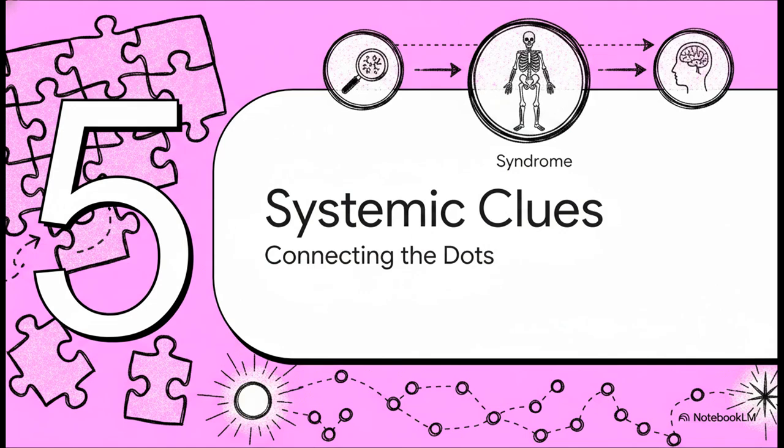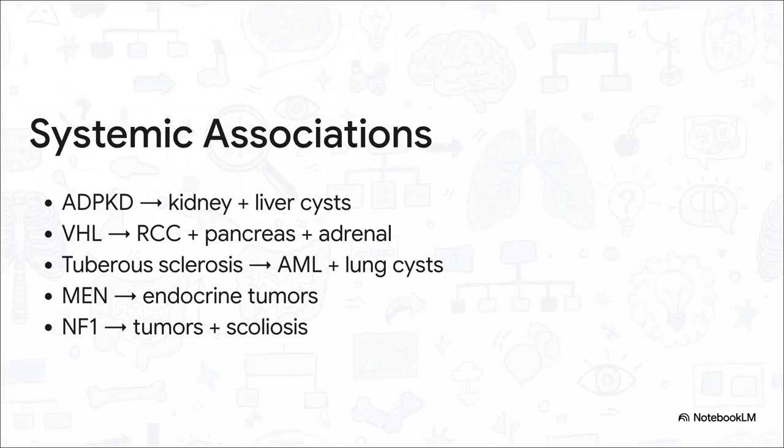Okay, let's talk about a classic exam writer's trick. They'll give you one specific finding that's actually the key to unlocking a much bigger syndrome. If you can spot that one piece of the puzzle, the whole question just opens up for you. So let's run through some of those crucial connections. This slide is all about quick-fire associations.